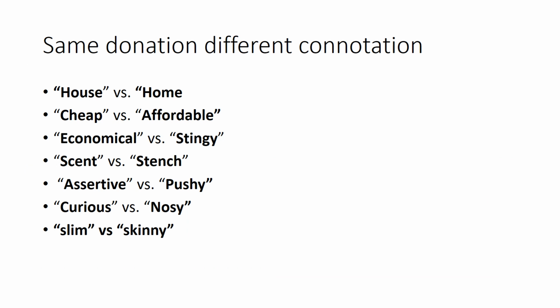These are some examples of the same denotation but having different connotation. For example, if I say house or I say home, what is the difference? House, of course, refers to the physical existence of a building, whereas home has the connotation of warmth and family.